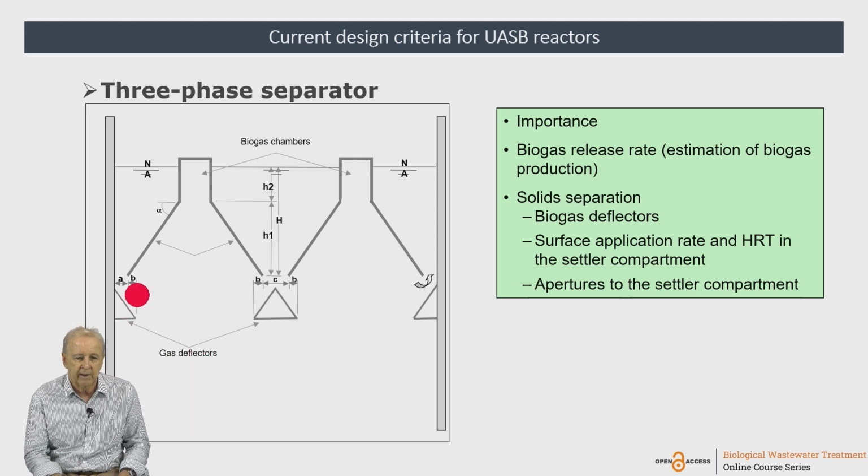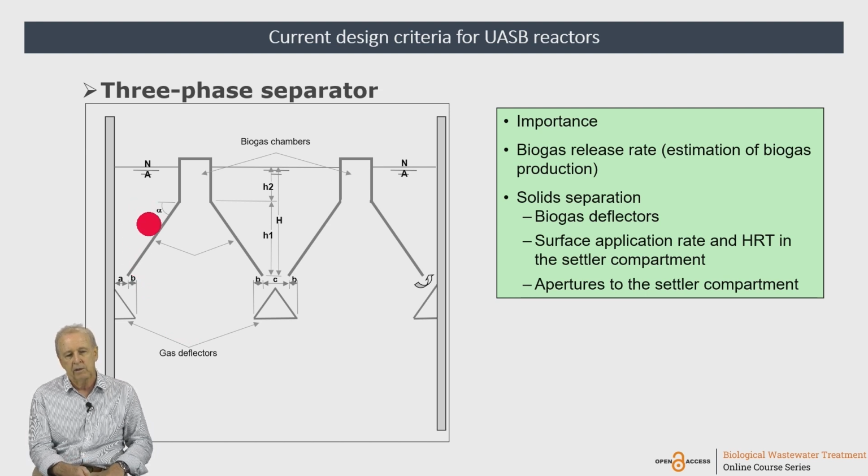We have to define the aperture that we have here from the digestion to the settler compartment. This aperture should not be too small, otherwise the upflow velocity through these apertures will be very high and will tend to carry solids to the settler compartment and can, in this way, overload it. So we should define this aperture here. This is double the aperture between three-phase separators.